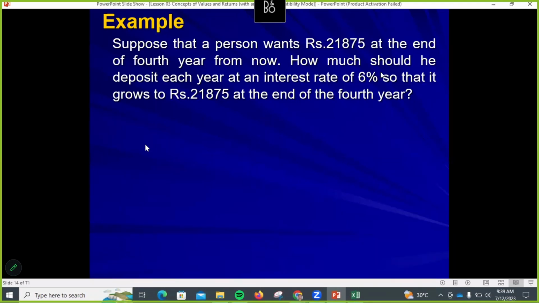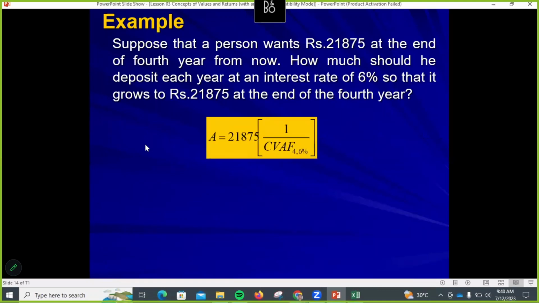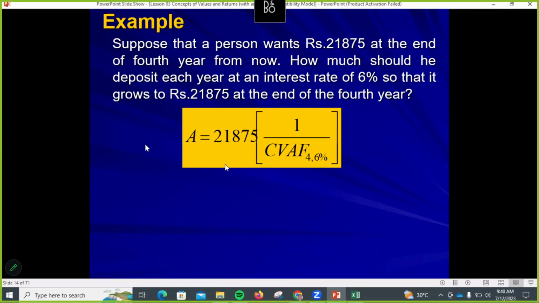So how much should we deposit each year at an interest of 6%, so that it can grow to 21,875 at the end of the fourth year? In the previous example, you calculated how much you want to deposit at 6% to get the future value of the annuity at the end of the fourth year. Here, the future value is given to you. You want to find out how much of the annuity you want to have. You can recall that it was 5,000 earlier, so you can make a link with that.